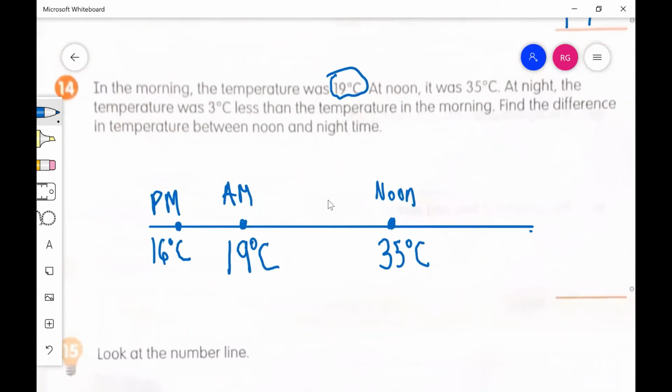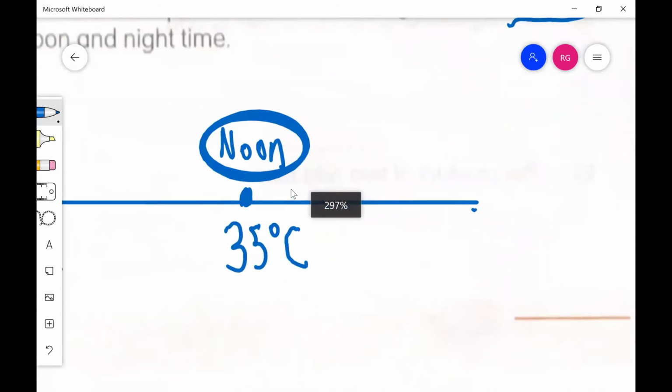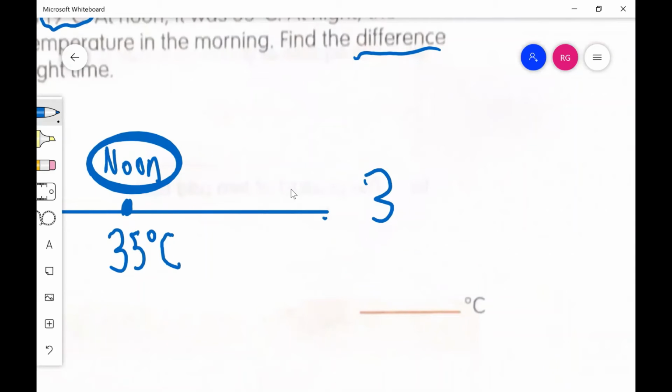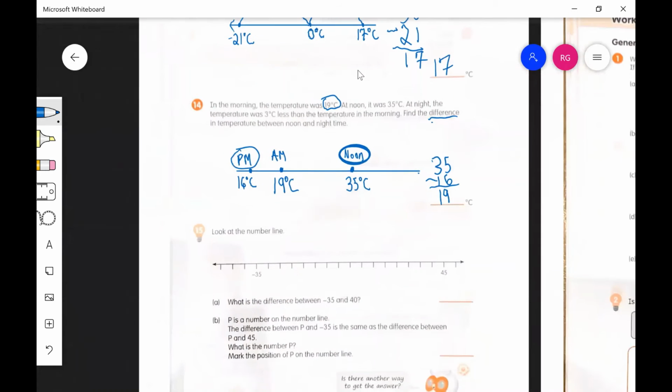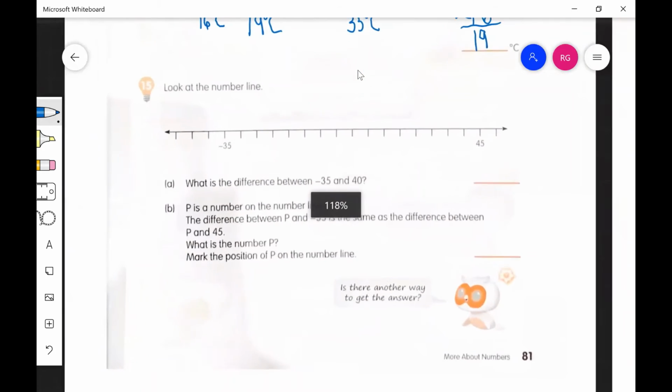All right, so that is all of the temperatures at all of the right times on our number line. And it says to find the difference between the temperature at noon and nighttime. So what is the difference between noon and night? 19. How did you find that? Yeah, so you take 35 minus 16, and I will be left with the answer, which is 19 degrees Celsius. That's the difference. Okay, so make sure you have that there for number 14. And let's move on to number 15.